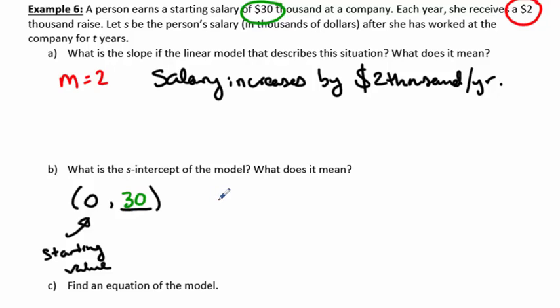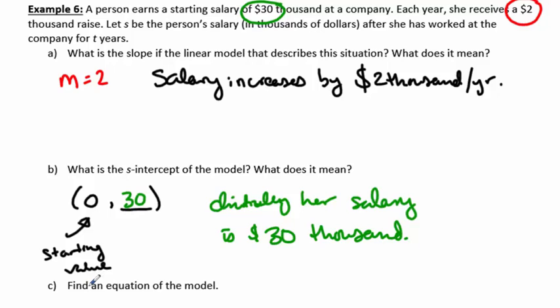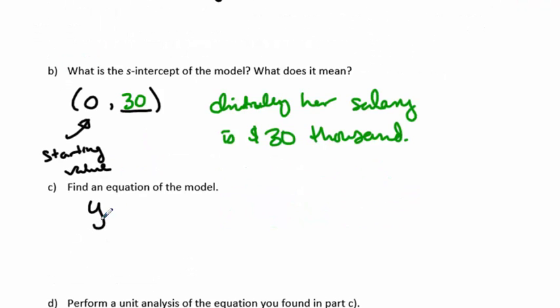What this means is initially, her salary is $30,000. Now we want to find an equation of the model. To write a linear equation, we just need these two pieces, slope and y-intercept. So the equation of the model is going to be y equals 2x plus 30.